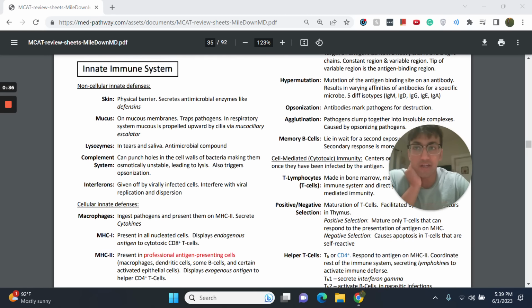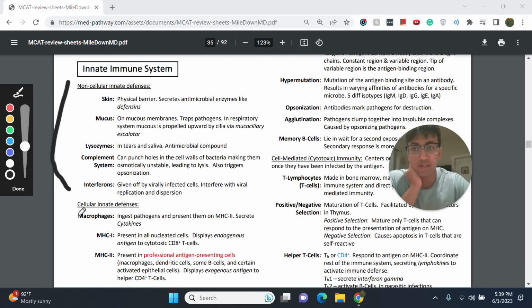Okay, let's talk about the innate immune system. So we have non-cellular and cellular immune defenses, and the cellular is actually very high yield, but the non-cellular innate immune system includes skin, mucus, lysozymes, complement system, and interferons. So the skin is the physical barrier, and a lot of people don't think about the skin as an actual part of your immune system, but if you think about it, your skin is preventing a lot of bacteria from invading. So there's a physical barrier, and there are also antimicrobial enzymes like defensin.